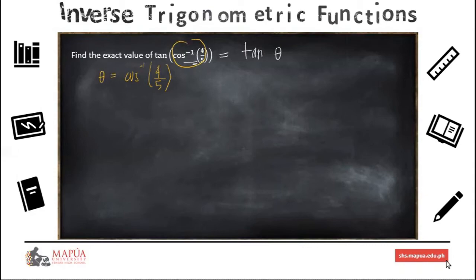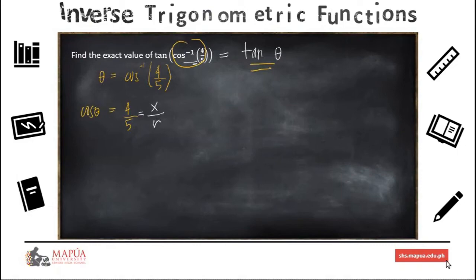From the definition of inverse function, we can say that cosine theta is equal to 4 over 5. From here, we can get the opposite side of theta to determine the value of tangent theta. Recall that cosine theta is adjacent side over the hypotenuse, or x over r.